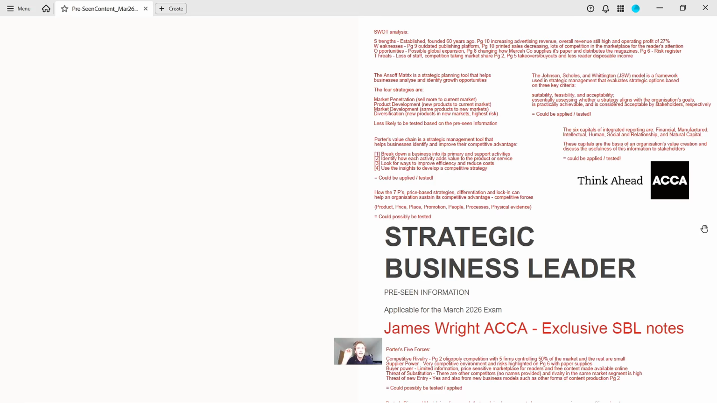So SWOT analysis up at the top. I think this has, as always, a very good chance. There are lots of details given to us in the pre-seen materials. Strengths: we have that it's established 60 years ago. We have increasing revenues for advertising. And overall, even though the operating profit margin has been decreasing on page 10, still 27% is very good. Weaknesses, however: they have an outdated publishing platform on page 9. Page 10, printed sales are decreasing. Lots of competition in the marketplace for the reader's attention.